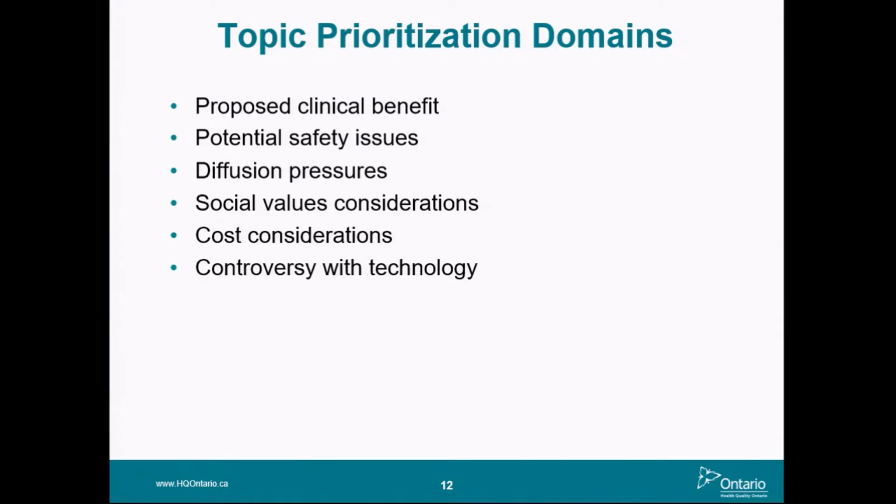So I did mention that we prioritize our topics. When we get many applications, many HTAs to be reviewed, these topics are taken to the OTAC, which is a subcommittee, and they are reviewed or prioritized depending on the following domains. It can include the proposed clinical benefit, the cost considerations, as well as the potential safety issues, if any, of the health technologies, as well as the diffusion pressures, the societal value considerations, which includes patients' values and preferences, as well as, if any, controversy within the technology.